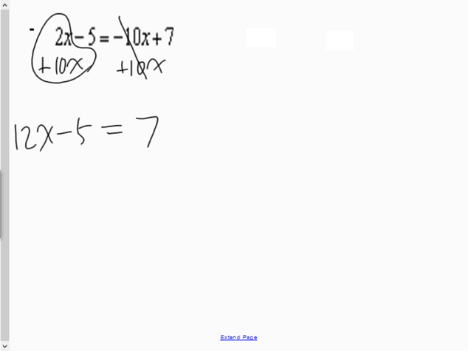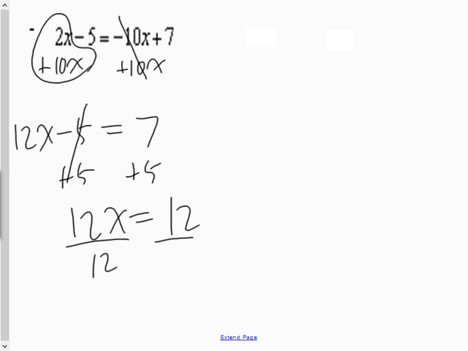Now I have a two-step equation that I would have seen in grade 7. I'll add 5 to both sides to get rid of the constant. I get 12x equals 12. Divide both sides by the coefficient, and x will equal 1. So the solution to the question of 2x minus 5 is equal to -10x plus 7, x is 1.